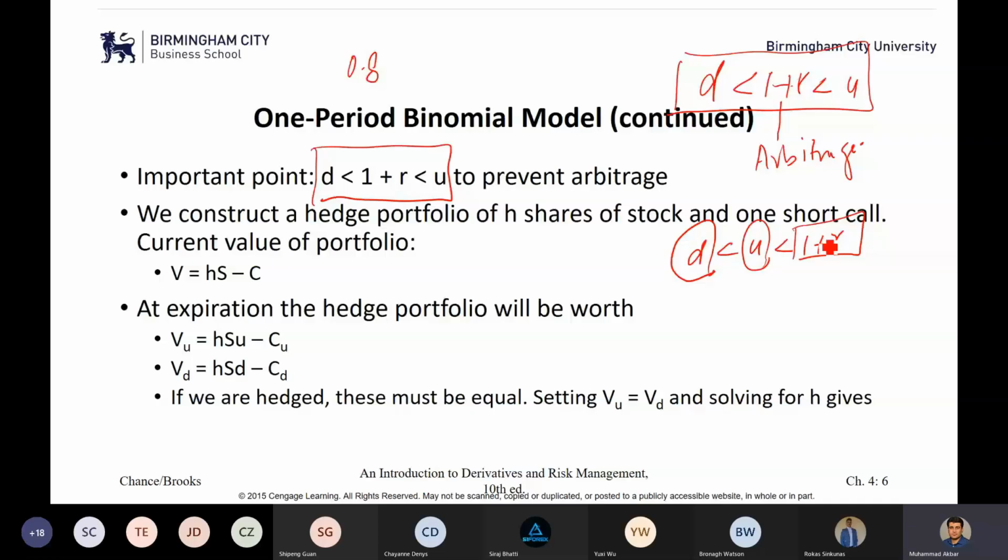Other people will start following the same thing, and this will re-establish the equilibrium. If 1 plus R is less than D, which is less than U, again in that case, you will borrow at the risk-free rate, and in no case will you lose money in future, and that again is arbitrage, and that will again invite other people to do the same transaction.